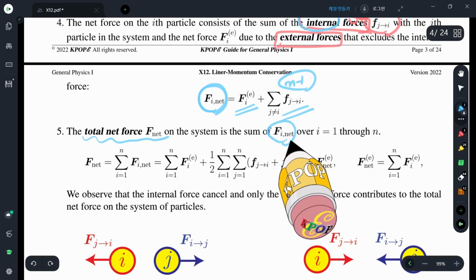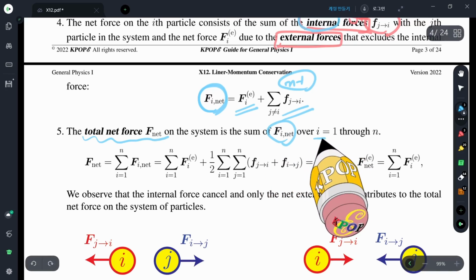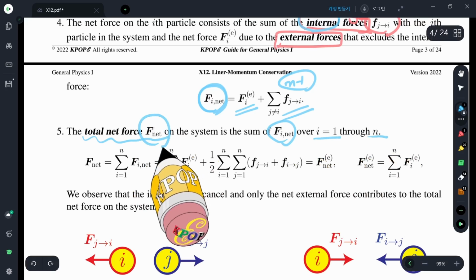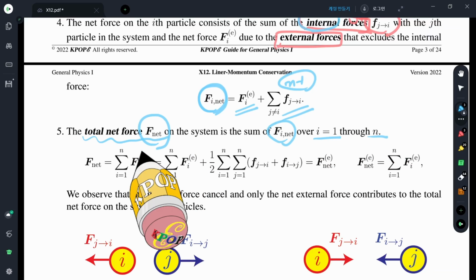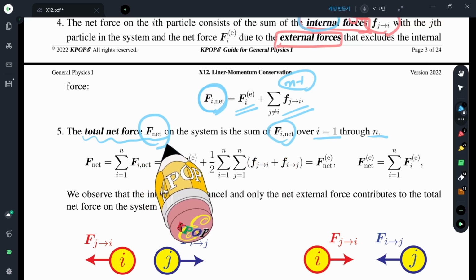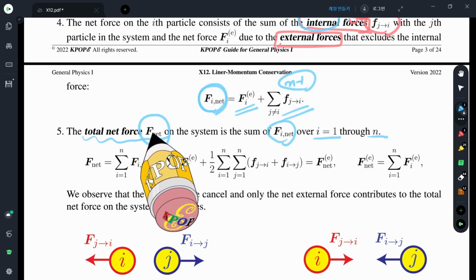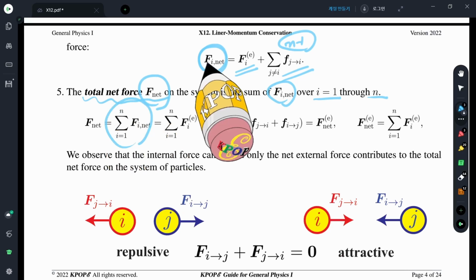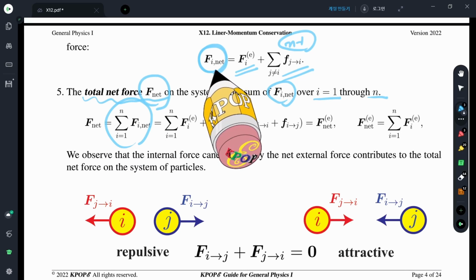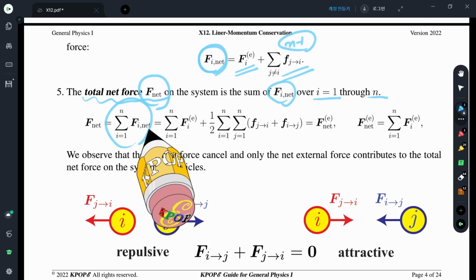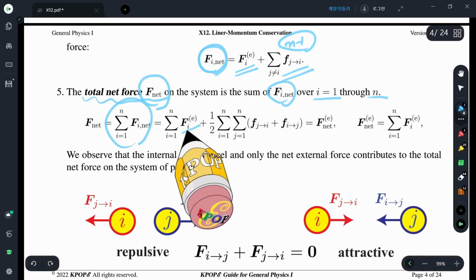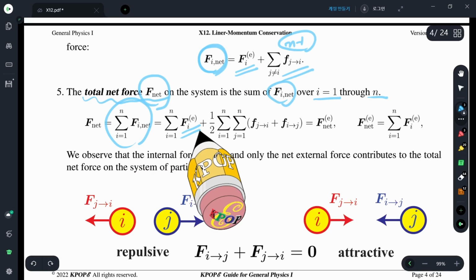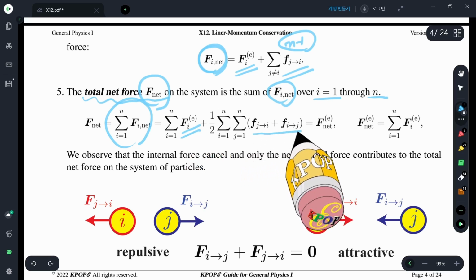And if we sum over i from 1 through n, then F net is the net force on the system of particles. And if we compute the net force on the system of particles, then we have to add all of the ith particles' net force. The ith particle's net force is the sum of the external force on that particle and the internal force on that particle.